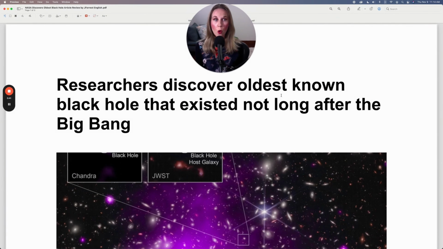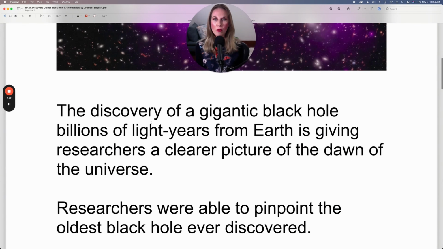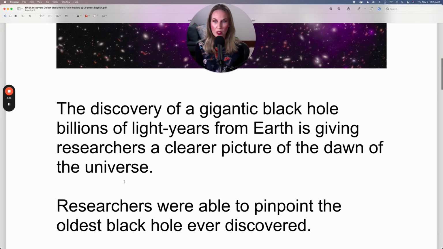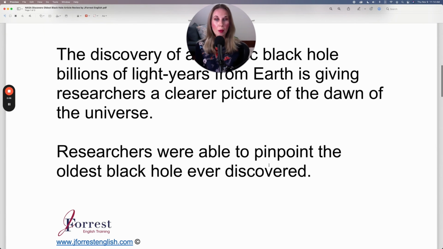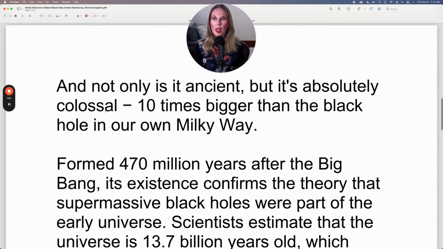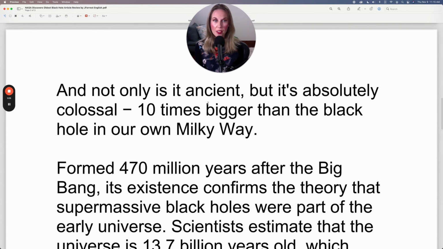Researchers discover oldest known black hole that existed not long after the Big Bang. The discovery of a gigantic black hole billions of light years from Earth is giving researchers a clearer picture of the dawn of the universe. Researchers were able to pinpoint the oldest black hole ever discovered. And not only is it ancient, but it's absolutely colossal. 10 times bigger than the black hole in our own Milky Way.